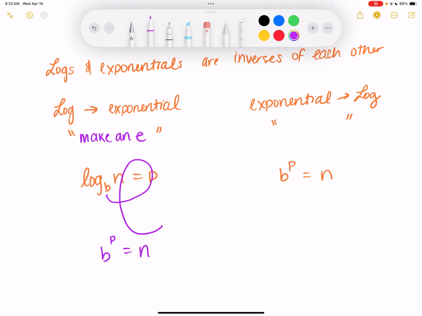So we're not moving anything over? No, you can't move anything over. This is all one unit.